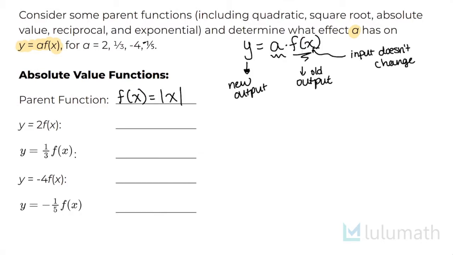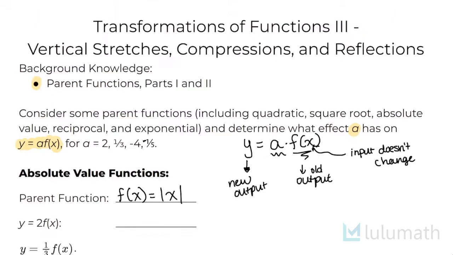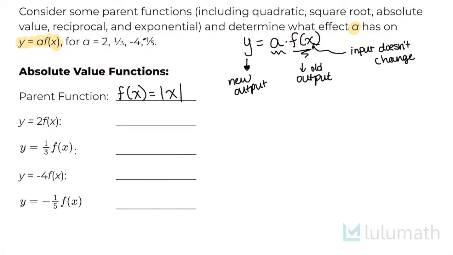And because we are changing our old output to get a new output, that's why we are going to be talking about vertical stretches, compressions, and reflections. But let's see what happens first. So in the first equation that we have here, it's y equals 2 times f of x. So if f of x is the absolute value of x, then my equation is going to be 2 multiplied by what f of x is, which is the absolute value of x.